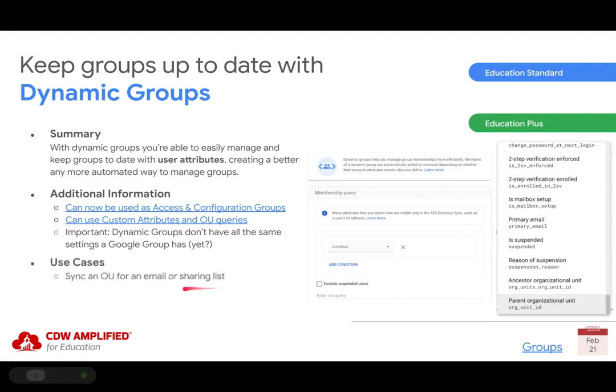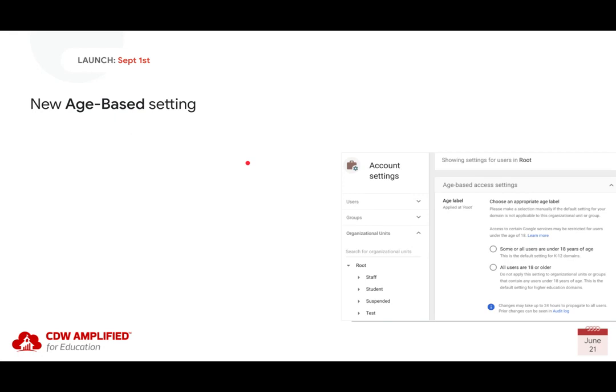So some use cases would be to sync an OU with a dynamic group to use as an email list or a sharing list. Or how about using the attribute of is not enrolled in two-step verification, using that as an access group to enable or disable Gmail for them. So dynamic groups are out of beta for Plus and Standard, with lots of updates to it. Go ahead, check out some of these links and see if dynamic groups are something you can utilize.